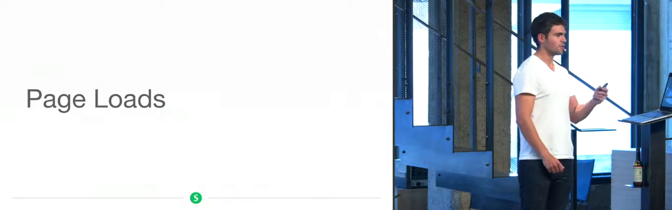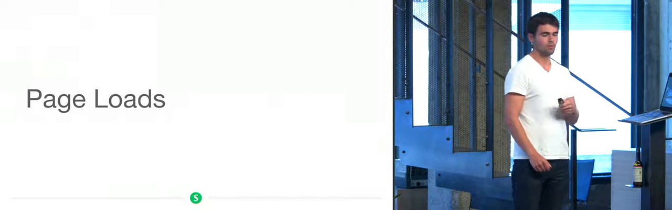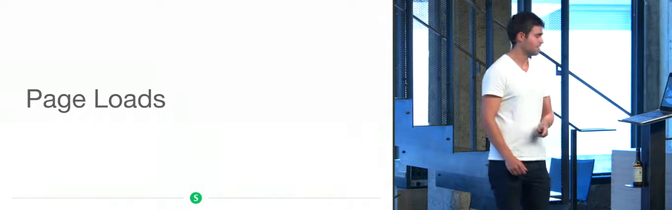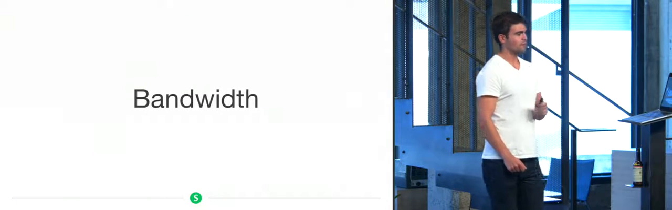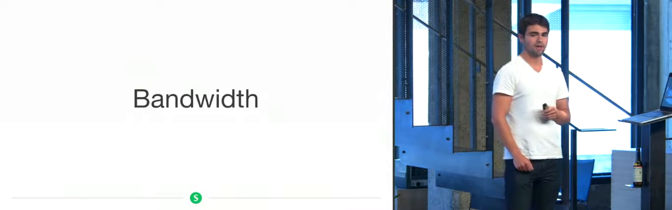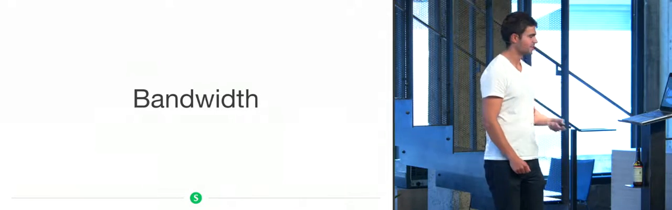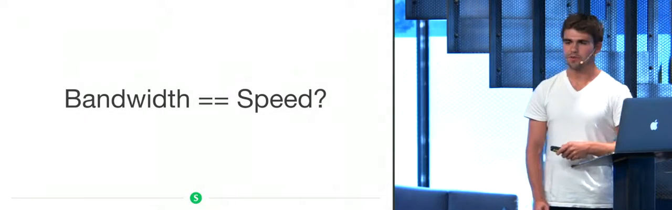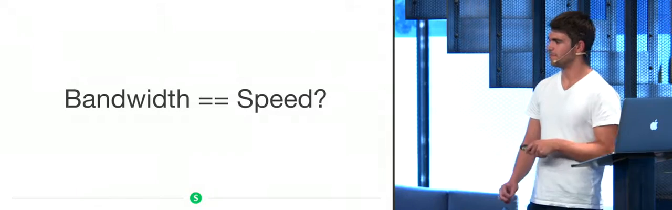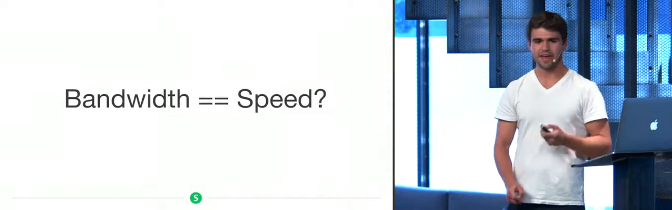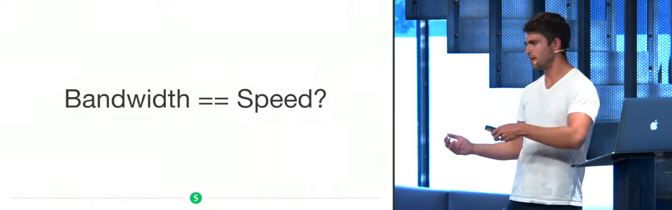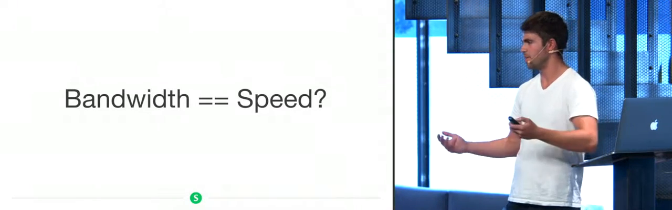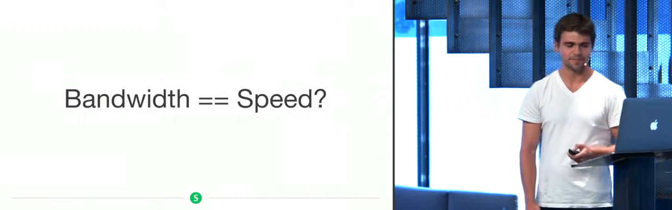Next, let's talk about the other big factor that slows down mobile browsing: page loads. Now, it'd be hard to talk about page loads without talking about bandwidth, right? And a lot of times people think bandwidth equals speed. You know, if I have like a 10 gigabit Ethernet link, that's better than a 1 gigabit, which is better than a 10 megabit, something like that.